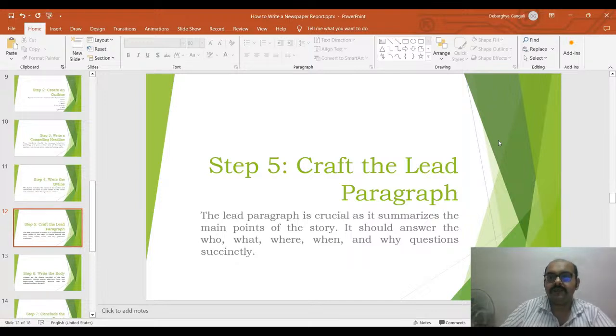Next is craft the lead paragraph. This is the most difficult part of any news report because it summarizes the main points. It is very crucial. It answers, if not all, at least two to three of the six questions of the 5W1H, each very succinctly.